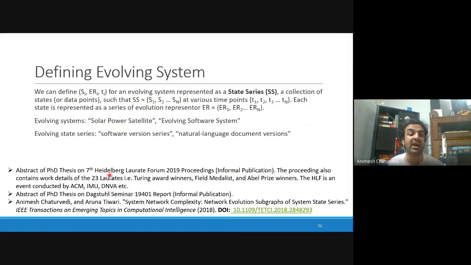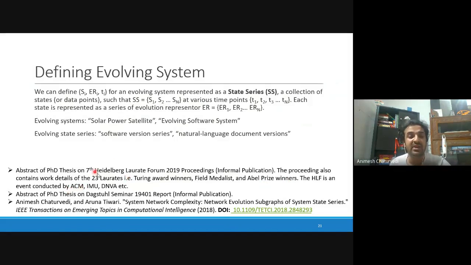The HLF, Heidelberg Laureate Forum, is a very prestigious event of mathematics and computer science, where I met 23 laureates. Various laureates are invited every year, and 200 selected students from all over the world, under 35 years of age, are selected and taught by these 23 laureates. So who are the 23 laureates? These are Turing Award winners, Fields medalists, and Abel Prize winners.